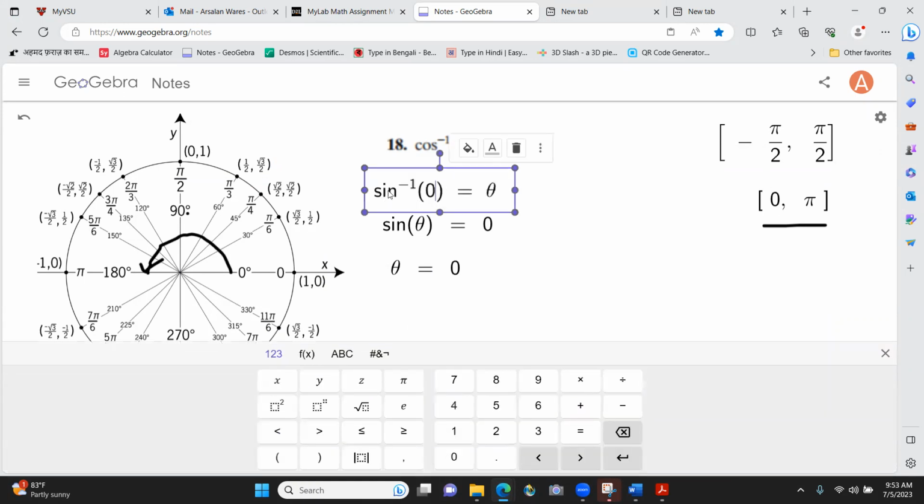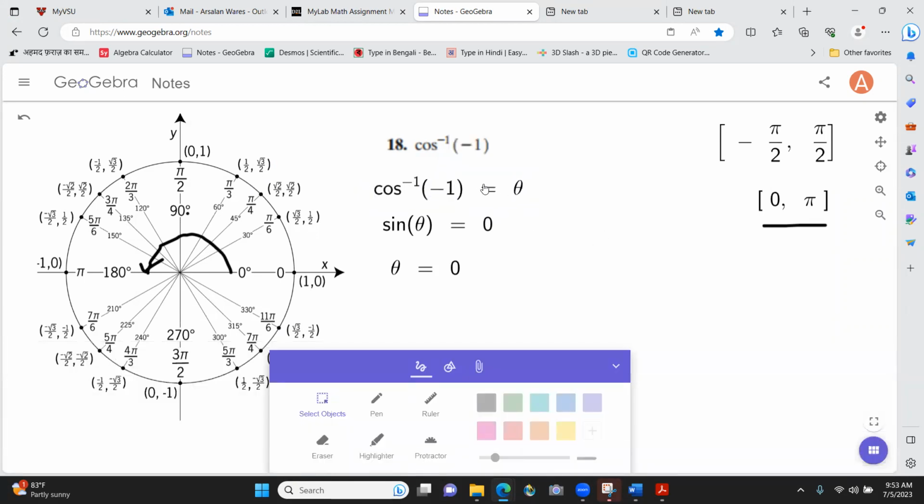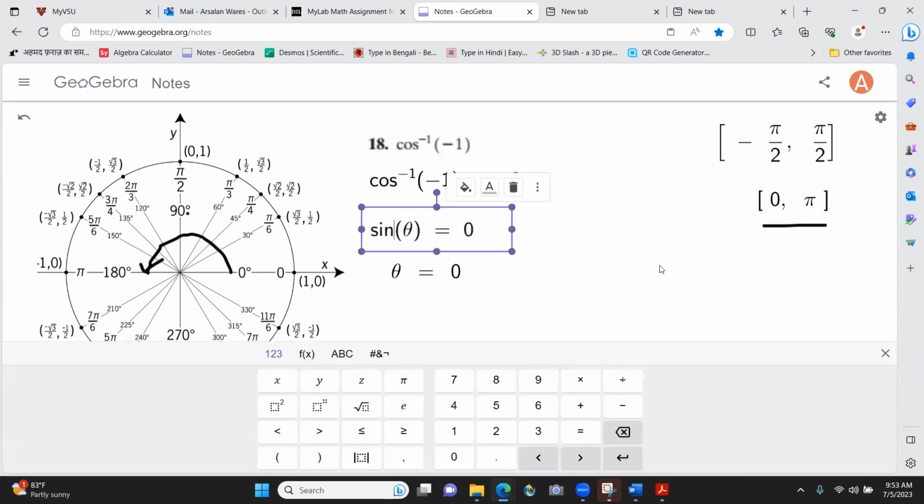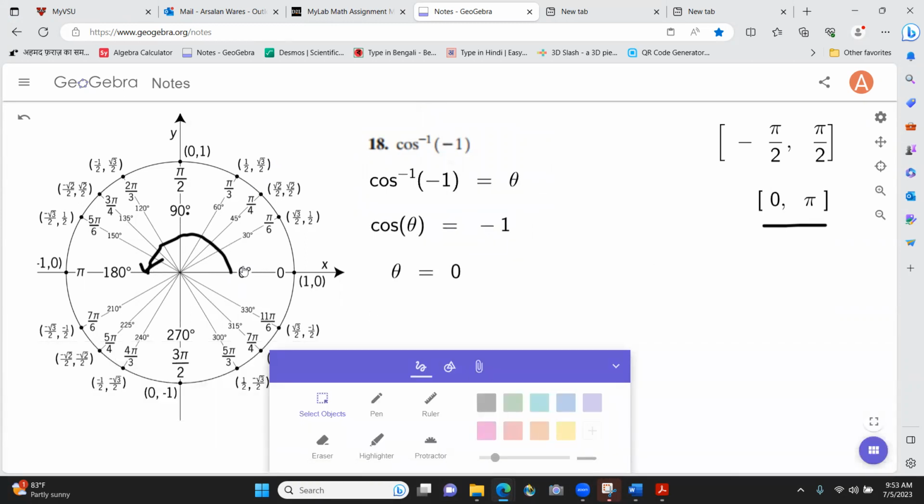I'm going to say cosine inverse of -1 is equal to theta. And then by definition, I can switch it around. Cosine theta is -1. Now the question is very simple. In the upper half of the unit circle, cosine is the x coordinate. Where do you have -1? Well, right here, only here, right?